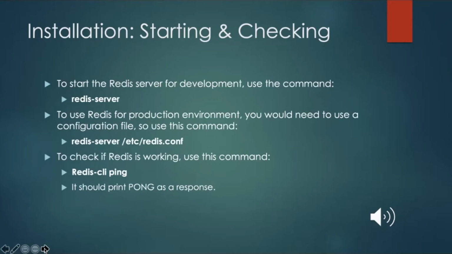Now that you have downloaded Redis, let's see how to start and check if Redis is working. To start the Redis server for development, simply use the command redis-server. This will deploy the Redis server and you'll be able to use the server when you plug in a client. To use Redis for a production environment, you will need to use the configuration file. Therefore, use the command that is present on the PowerPoint.